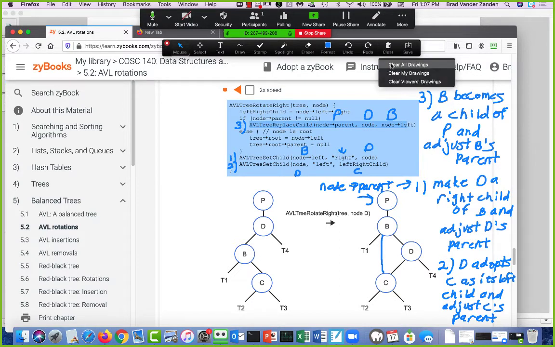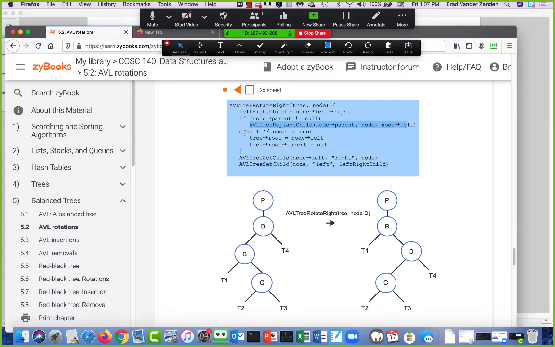Now, the one thing we did not show was this code right here. If D had been a root, so there had been no parent, then when we rotated B up, you can see that B would not have a parent. So we'd first of all need to make the tree's new root equal to B, and we'd want B's parent, because now tree root is B, to be null.